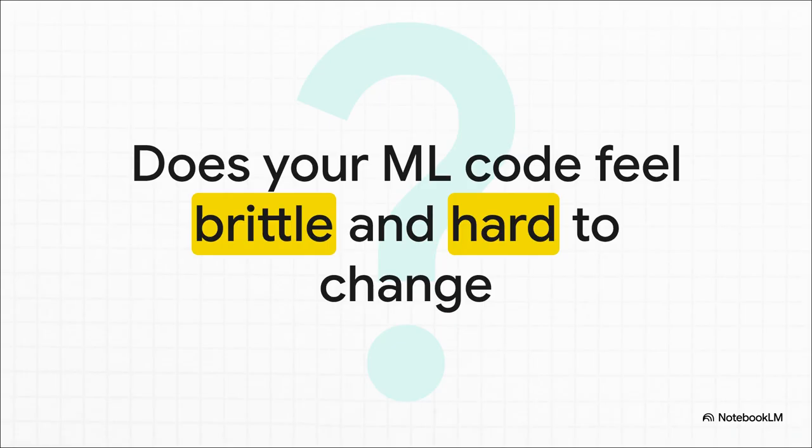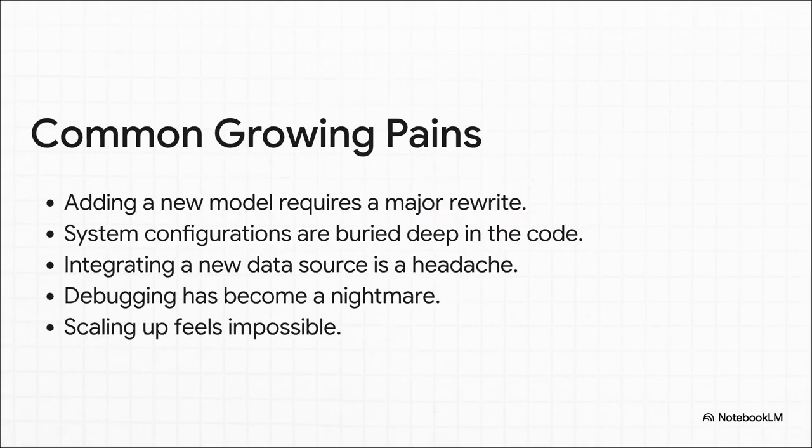As a data scientist, you've definitely hit that wall where the code that was beautiful and worked perfectly in your notebook suddenly feels like it's made of glass the second you try to get it into production. It's just brittle. And yeah, these are the classic growing pains. It feels like your code is fighting you at every turn.